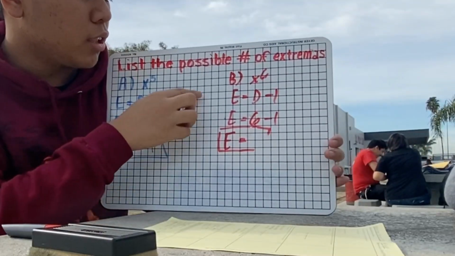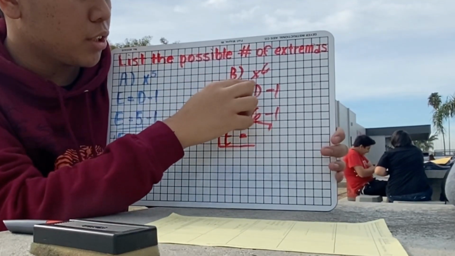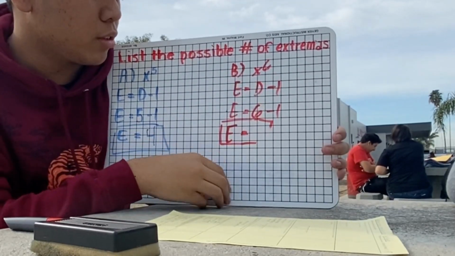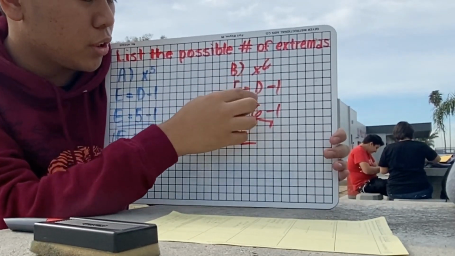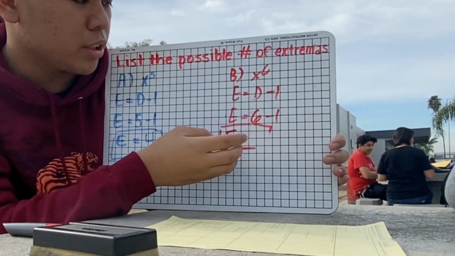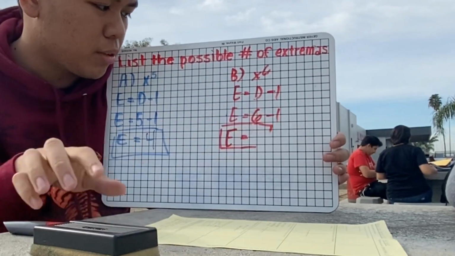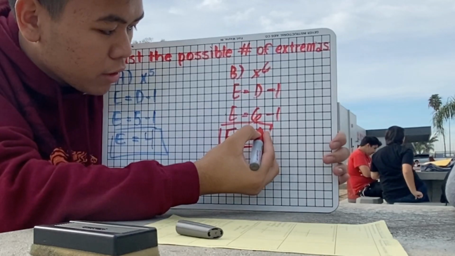So for letter B, we have x to the 6th power, or a 6-degree polynomial, and we just insert it to the degree, which is here, and we take 6 and subtract it by 1, which we would then get 5.